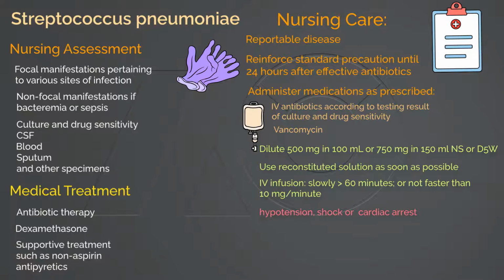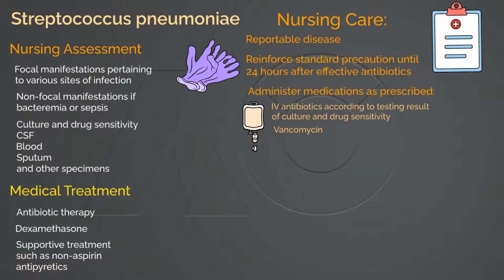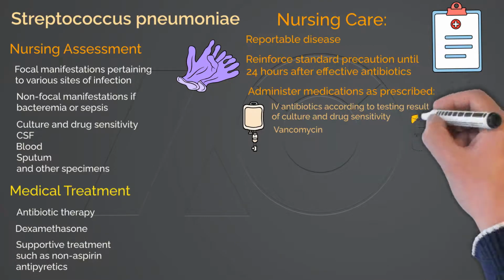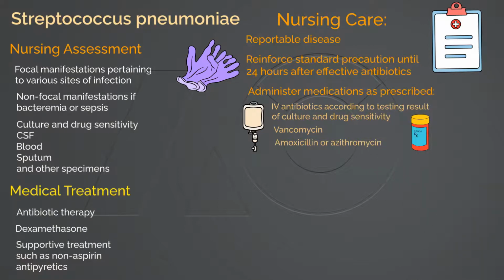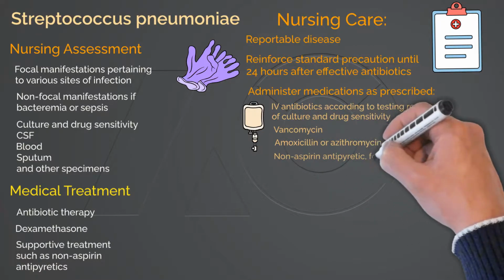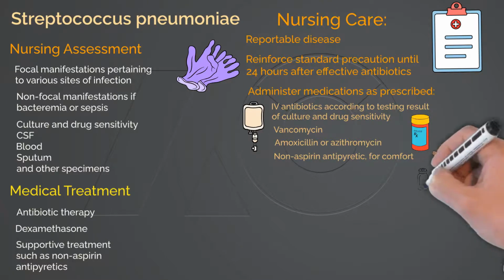If the solution after reconstitution is not used soon, keep it in the refrigerator and use it within 4 days. Assess IV site every shift, as extravasation can cause irritation or necrosis. Again, if the pneumococcal strain does not resist penicillin, amoxicillin or azithromycin is used. Non-aspirin antipyretic is administered for comfort and controlling fever.